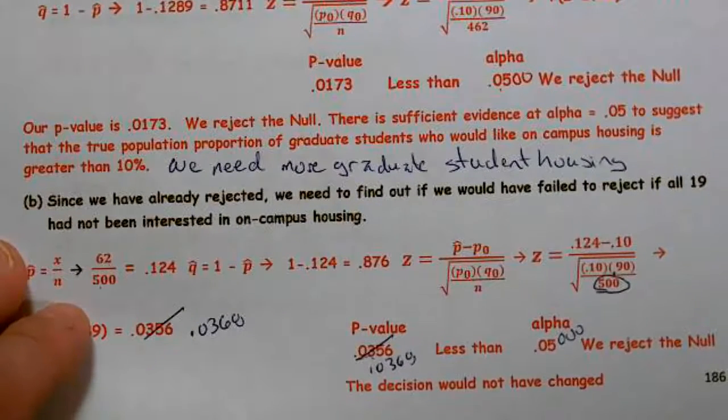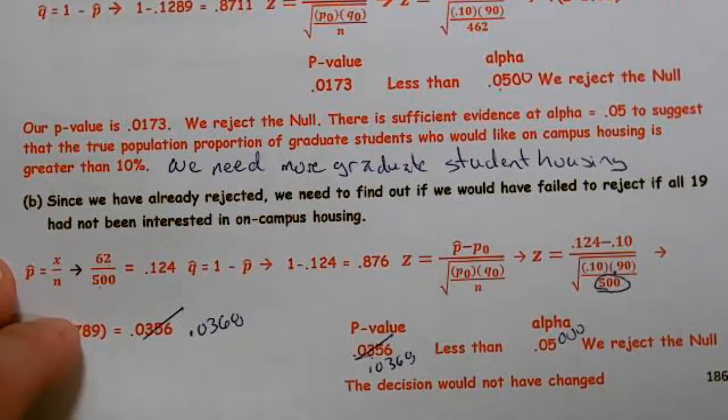All right, so that closes out one sample proportions for this hypothesis test. Thank you.